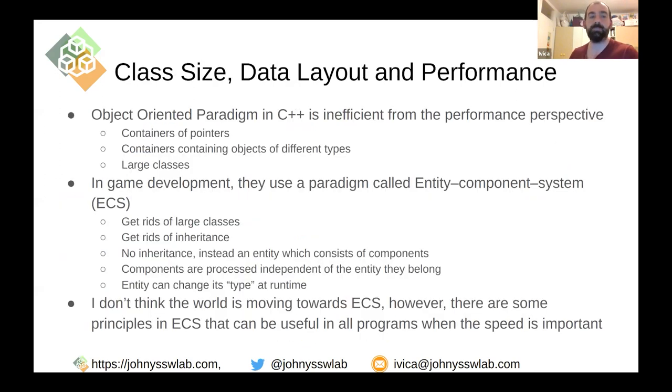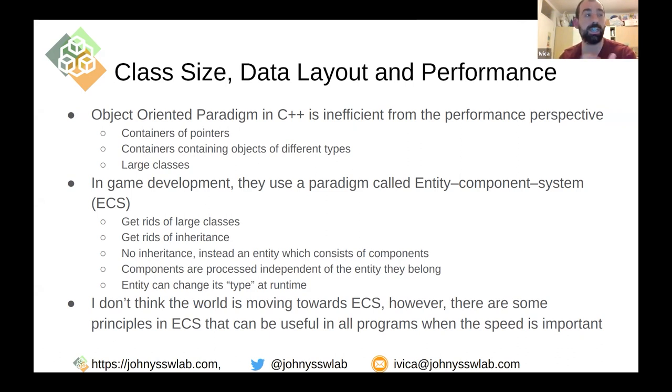So what does this experiment tell you about class size, data layout, and performance? As far as the performance is concerned, the object-oriented paradigm is not very efficient. C++ has containers of pointers, which creates a lot of malloc and free, containers containing objects of different types. So you have an object which is a pointer to a base class, and then one object is 200 bytes, the other one is 300 bytes. This makes it difficult for the hardware to figure out the access pattern.